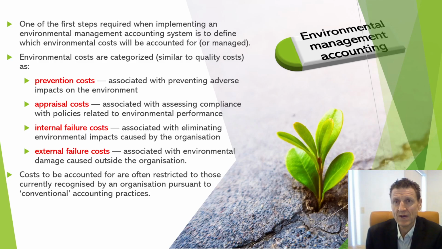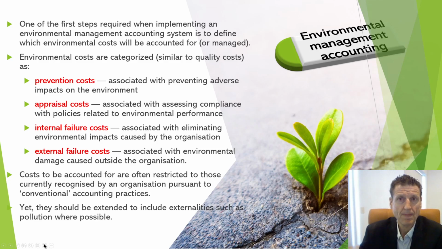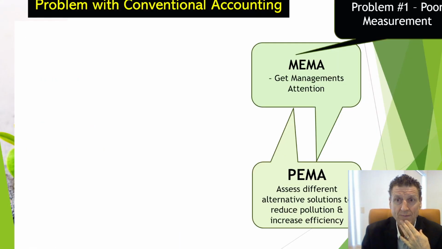But an internal failure cost is where we find it before it creates a catastrophic external failure, that is a pollution breach, and then someone comes along and fines you for polluting the waterways. Okay, all right. So there are lots of examples out there that we can refer to. Yet these costs should be extended to include externalities such as pollution, just as I was talking about, where possible.